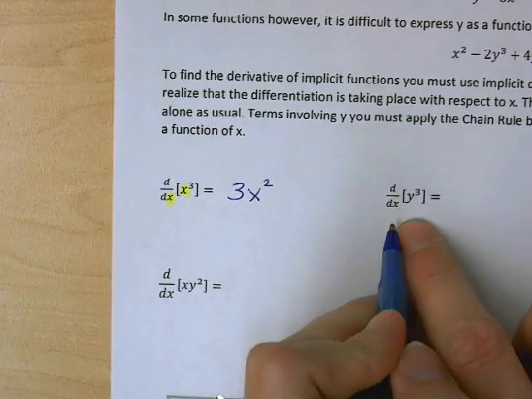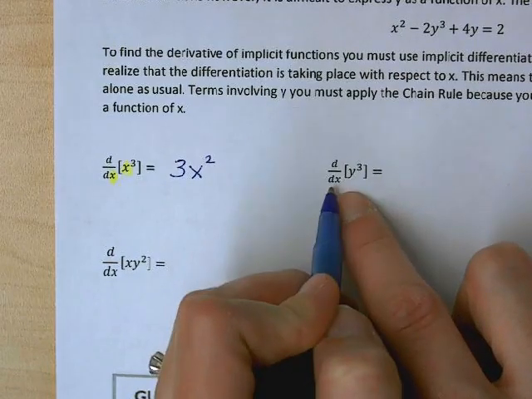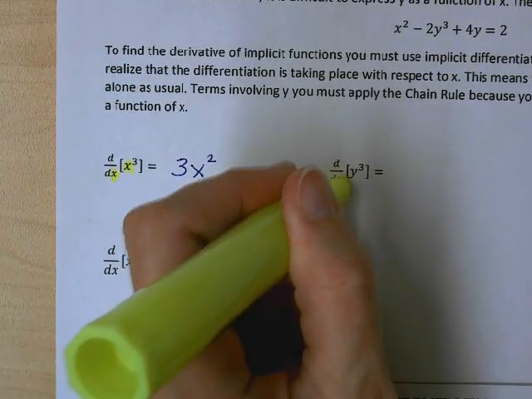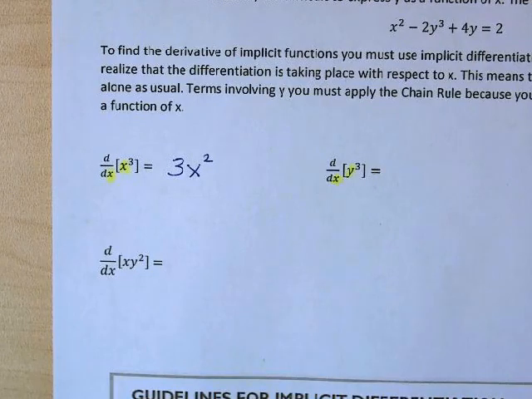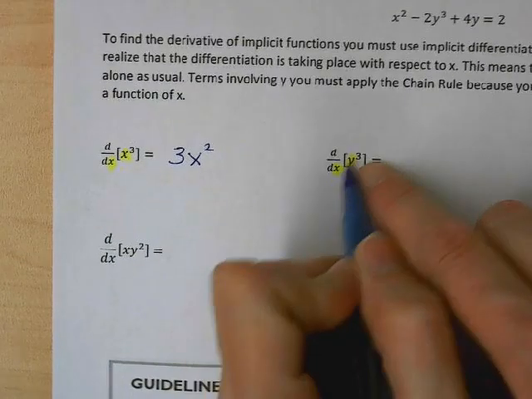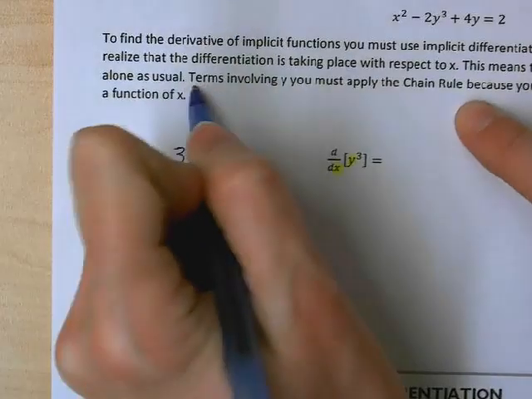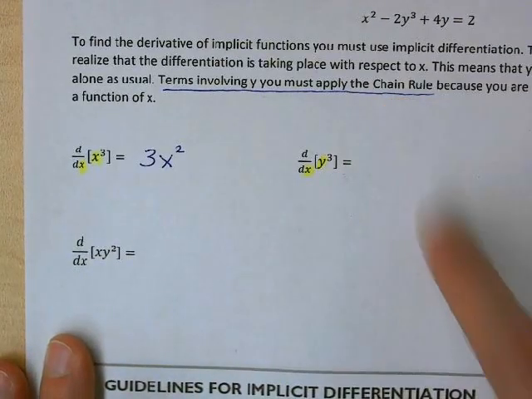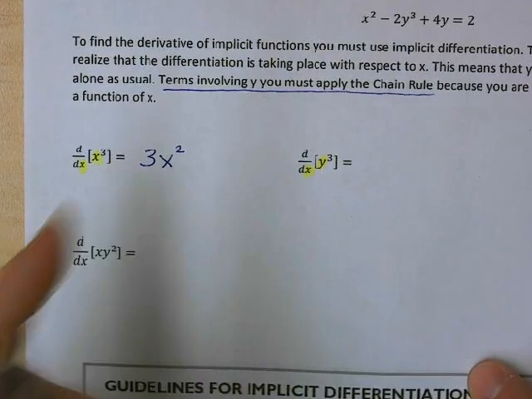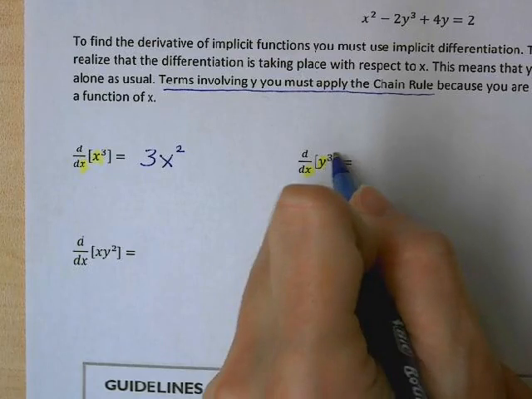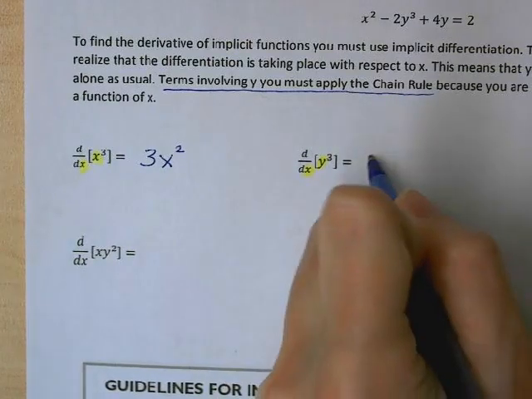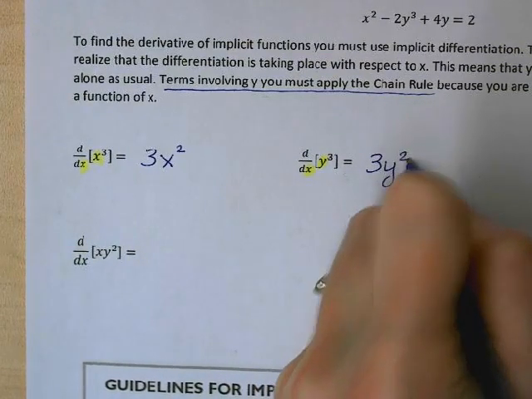But now we're going to do another one, and it says, find the derivative with respect to x of y to the third. Whenever you find the derivative, we're usually finding the derivative with respect to x. So the variables disagree, so that's why when you have terms involving y, you must apply the chain rule. So you kind of do it like the last one. It's y to the third. How do you think you do the derivative of y to the third? 3y squared. So you put 3y squared.